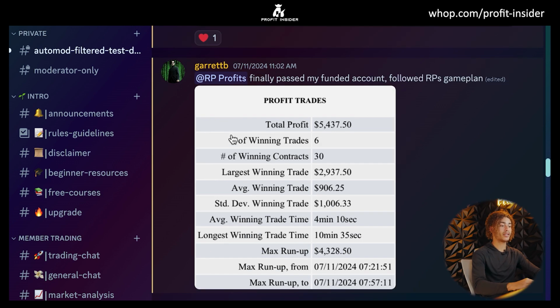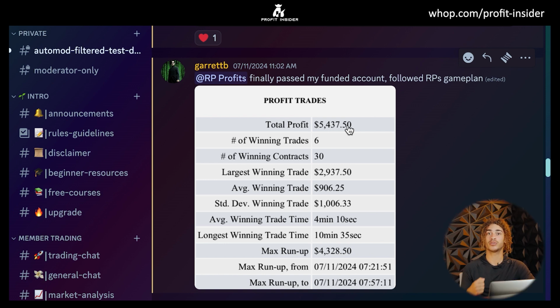Garrett returns again, making $5,400. This trade actually passed his funded account. So you can see that when you target high quality setups, all of these things that you guys have issues with, growing your account, passing a funded account, become very easy. The reason you're having issues with growing your account and passing a funded account and making money is because you're targeting really low quality setups. You're not targeting good trades. So when you target good trades, everything becomes so much easier.